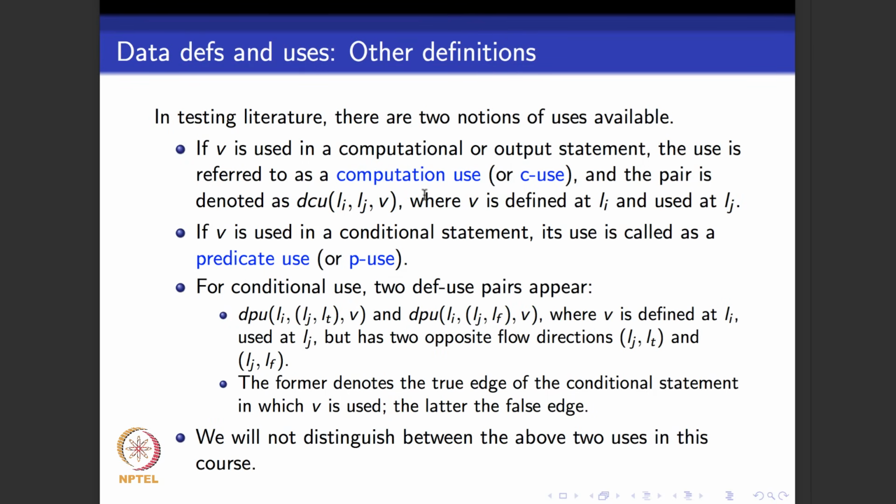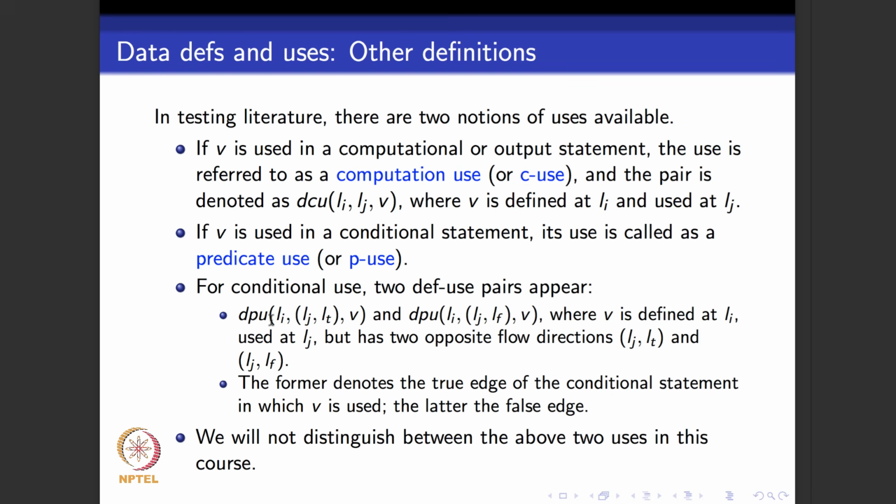One is a computation use, a use that occurs as a part of a printf or as an assignment statement is what is called a computation use. A use that occurs as a part of a decision statement is what is called a predicate use. So instead of talking about DU pairs, definition use pairs, they talk about definition computation use, DCU pairs, or definition predicate use, DPU pairs. So when I talk about a definition computation use DCU pair, I say a variable v is defined at Li and is being subject to computation use at Lj. That is, it's used as a part of an assignment statement or as a printf statement at Lj.